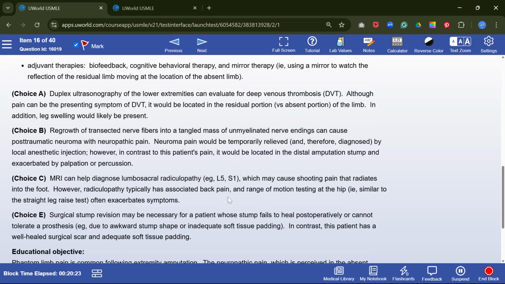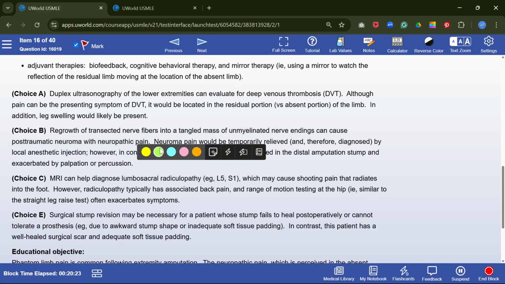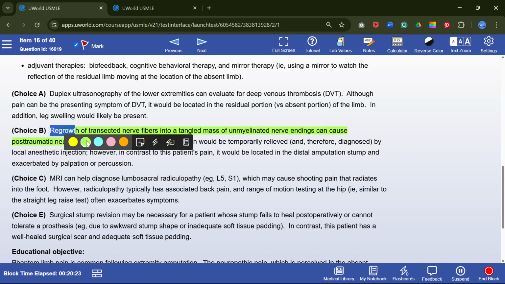Okay, and if we read this explanation: regrowth of the transected nerve fiber into a tangled mass of unmyelinated nerve endings can cause post-traumatic neuroma with neuropathic pain.